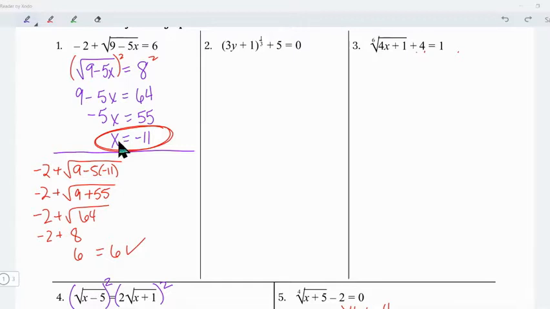So to do that, the first thing that we absolutely need to do is move our +5. So subtract the 5 from both sides, which will leave us with (3y plus 1) raised to the 1/3 power equals -5. So now we need to undo our radical. 1/3 power, again, is a cube root. And how do we undo a cube root? We will raise to the third exponent. So do that to both sides.